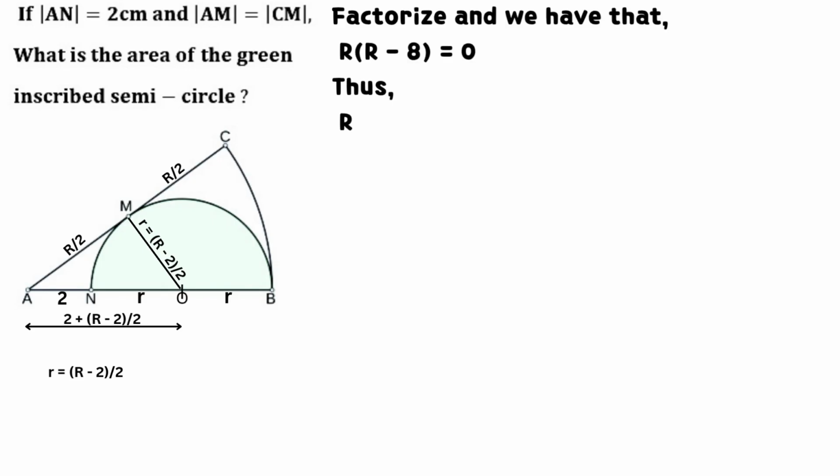Factorize, and we have that larger r multiplied by larger r minus 8 equals 0. Hence, larger r equals 8, and larger r does not equal 0. The reason is that the sum of 2 and 2 times small r is greater than 0.